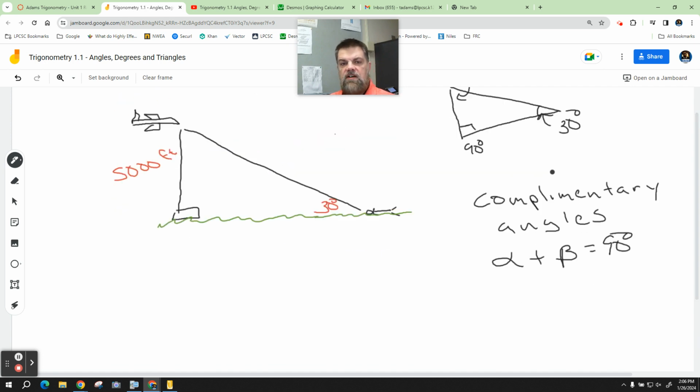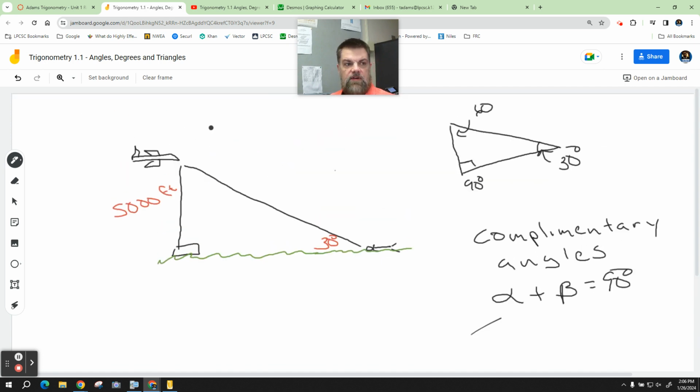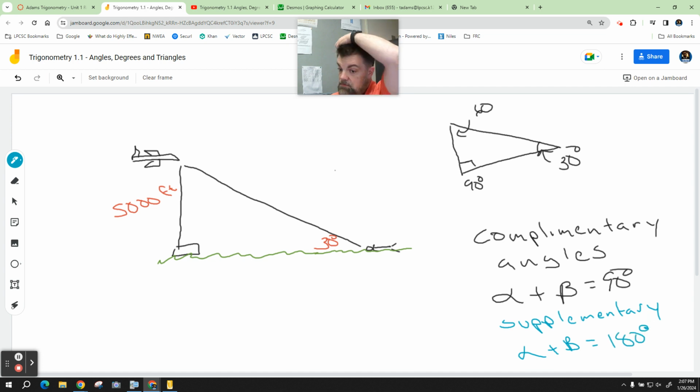And one other vocabulary term that I kind of mentioned, but I don't know if we have it written down in our notebooks. Supplementary. I think that's an E. I can't remember. Means that alpha plus beta equal 180 degrees.